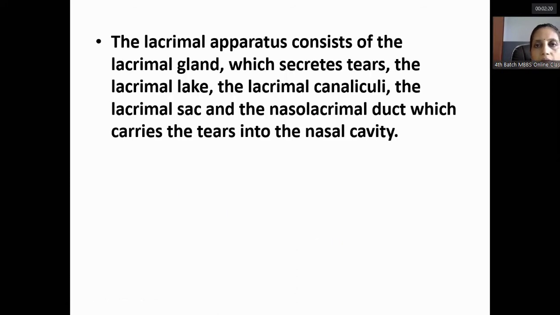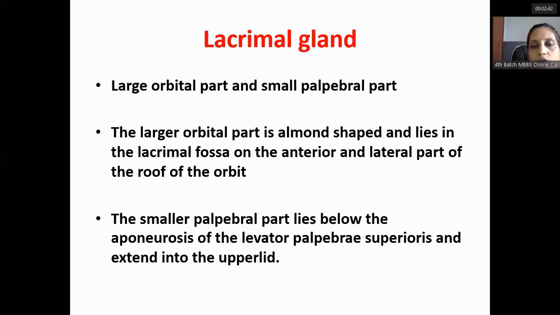So the lacrimal apparatus consists of the lacrimal gland which secretes tears, the lacrimal lake, the lacrimal canaliculi, the lacrimal sac, and the nasolacrimal duct which carries the tears into the nasal cavity. So these are the structures of the lacrimal passage. You should also be able to draw the diagram, which comes in your exam, and in the practical exam also they will ask you how you will draw this passage.